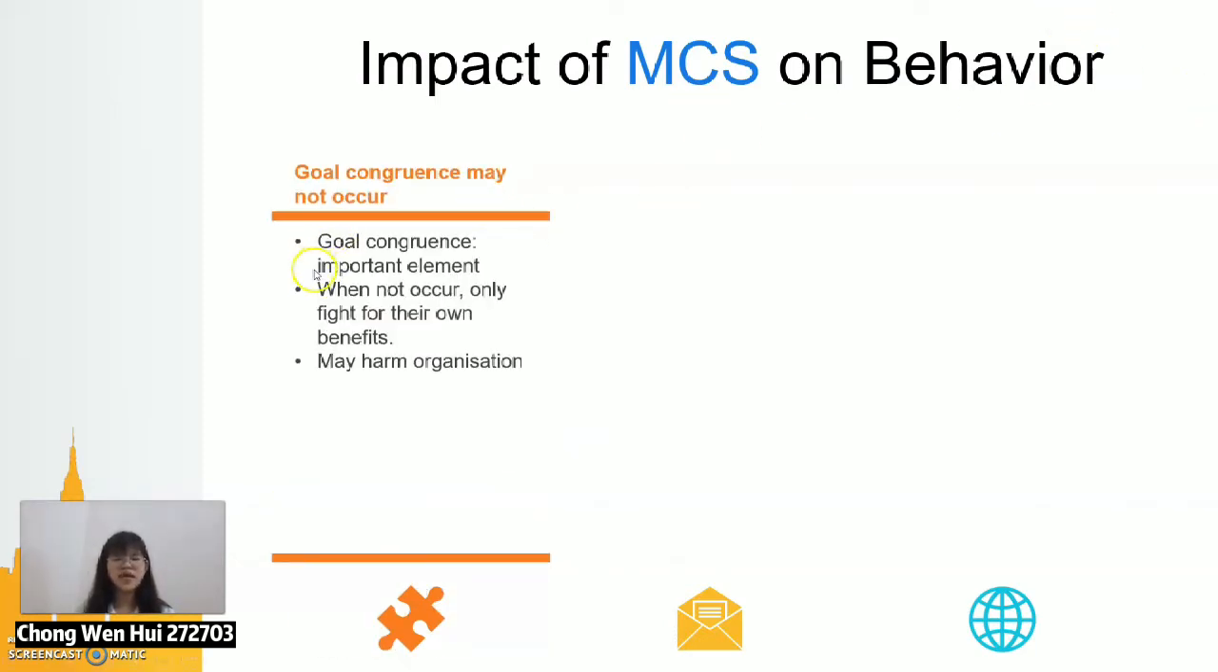Goal congruence is an important element, and it can be considered as a phenomenon prevalent when individual goals are aligned with the overall objective. And when the company fails to achieve goal congruence, every employee or department may focus on fighting for their own benefits, and this behavior may even harm the organization.